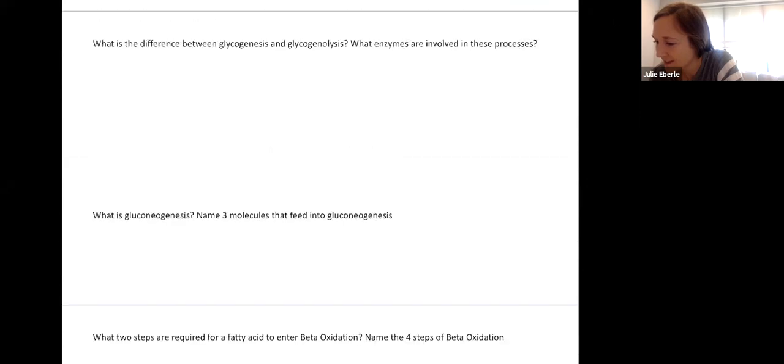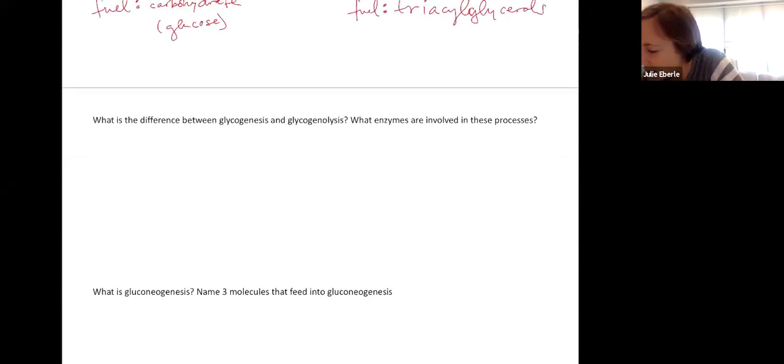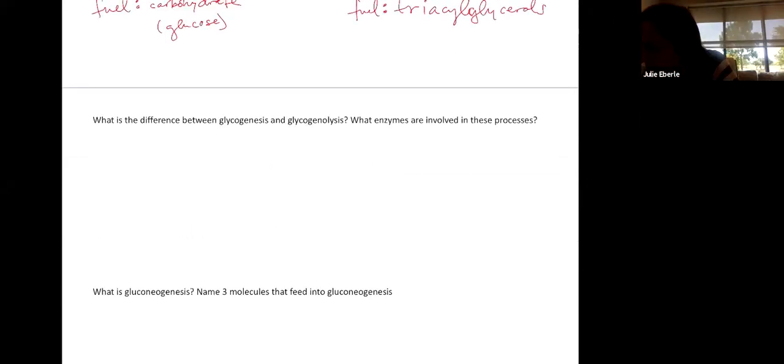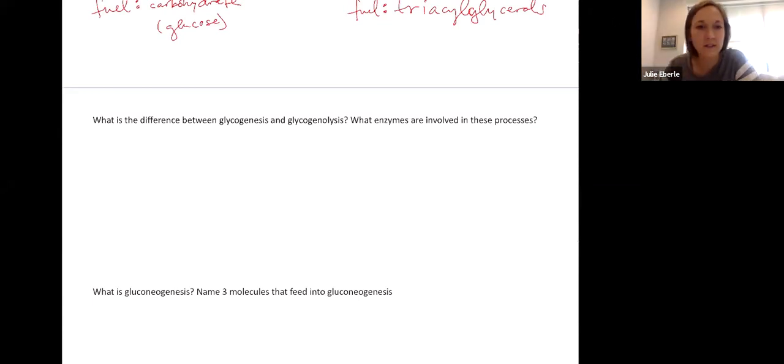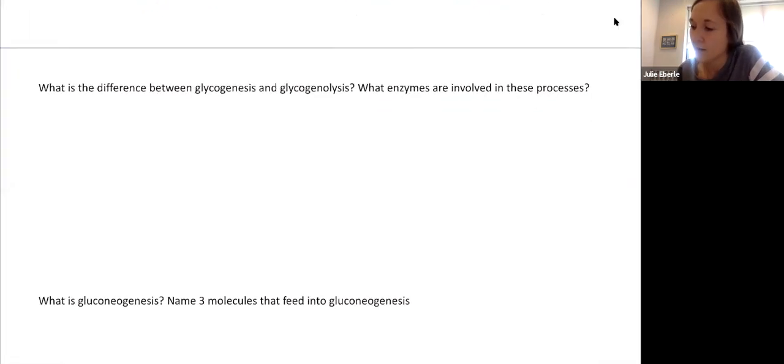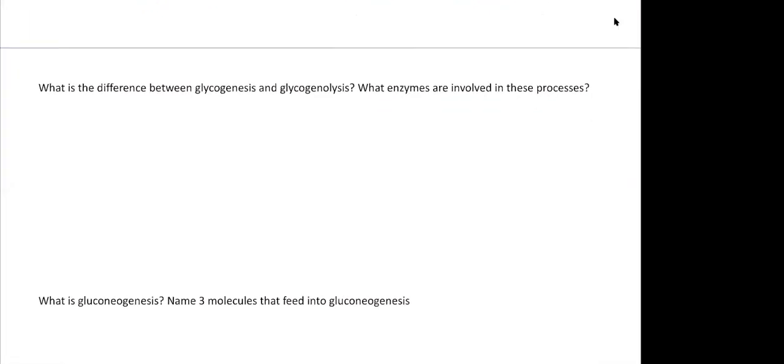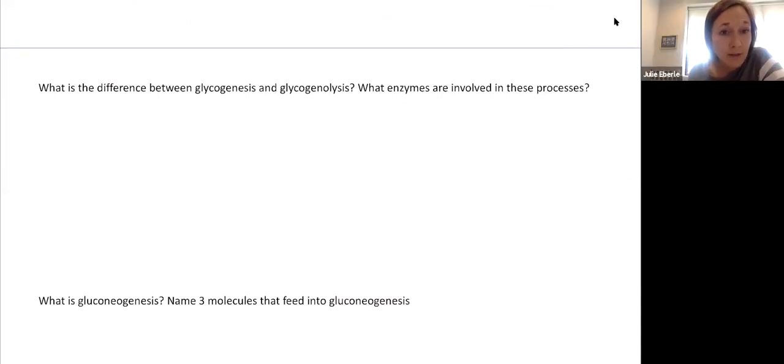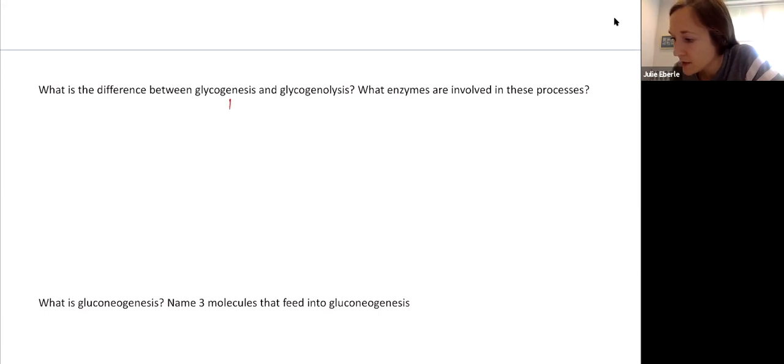Okay, 3 slides left. Here we go. What is the difference between glycogenesis and glycogenolysis? What enzymes are involved in these processes? So the difference is the synthesis of glycogen or the metabolism of glycogen. So glycogenesis is the synthesis of glycogen. Glycogenolysis is the metabolism.